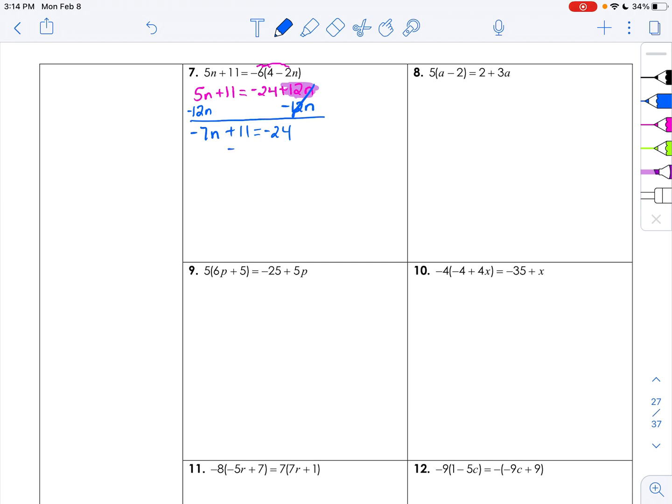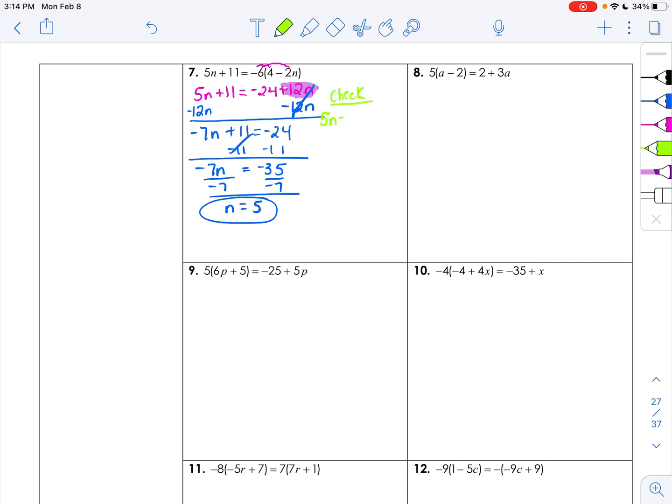So then we're still going to subtract 11 from both sides. So negative 7n equals negative 35. This time we're going to divide by a negative 7. So n is going to be a positive 5 instead of a negative 5. So now let's check that, and that should be right. So just that simple error of forgetting that negative cost us a lot when we checked our answer.